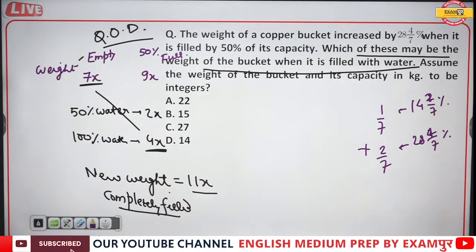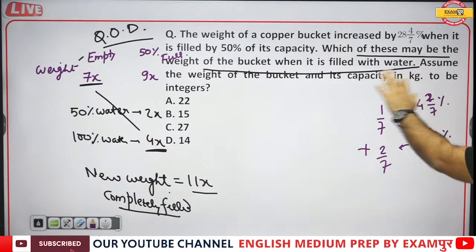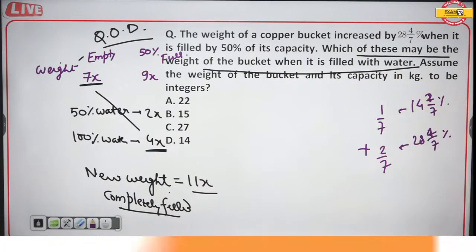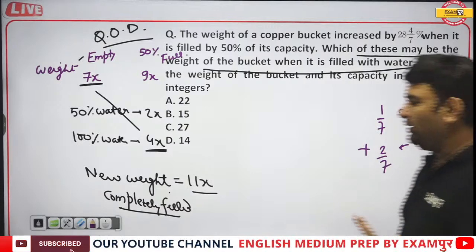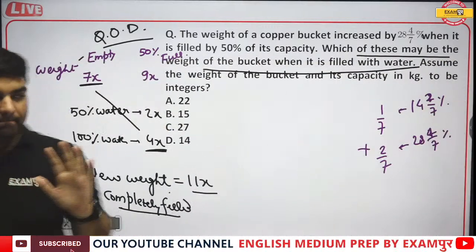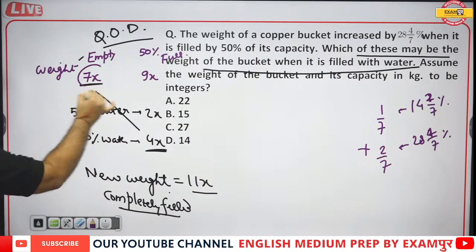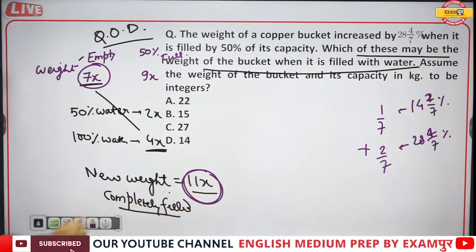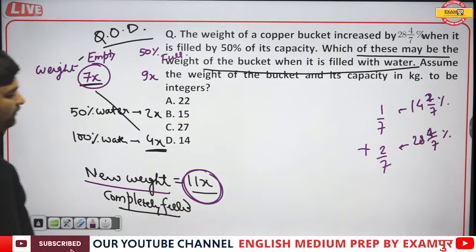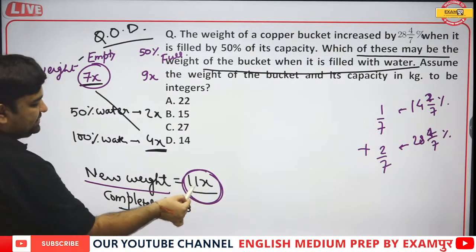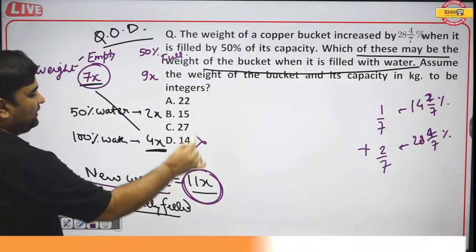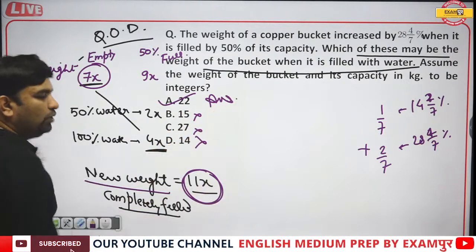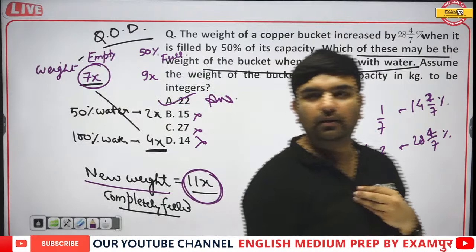Now, which of the following may be the weight of the bucket when it is filled with water? Assume the weight of the bucket and the capacity in kg to be integers. Guys, this is also an integer and this is also an integer. So the new weight should be a multiple of 11. Is it clear to all, guys?